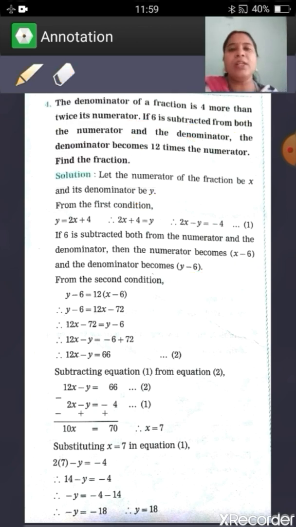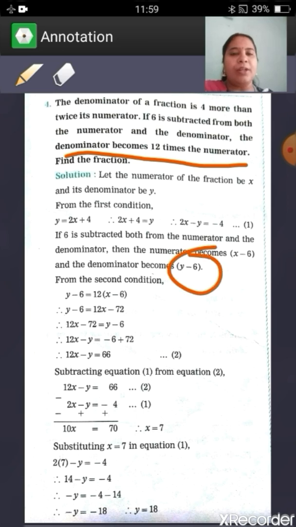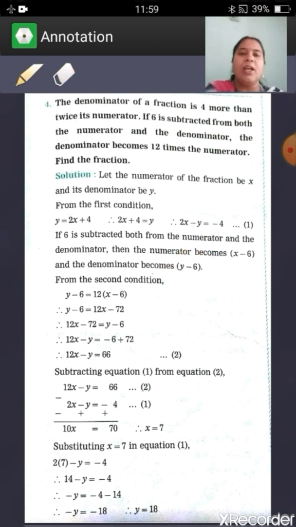Then what happens? Then the denominator will become 12 times the numerator. So after subtracting, whatever you get as a denominator, this will become 12 times the numerator. So the equation is to be framed as y - 6, which is the denominator. It will become 12 times the numerator, that is 12 into (x - 6). In this way, this equation can be framed.